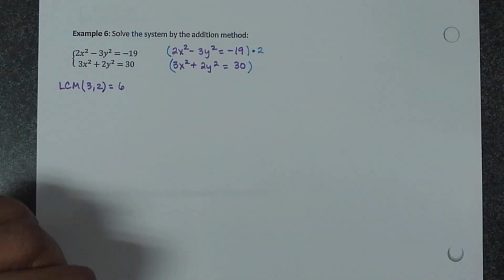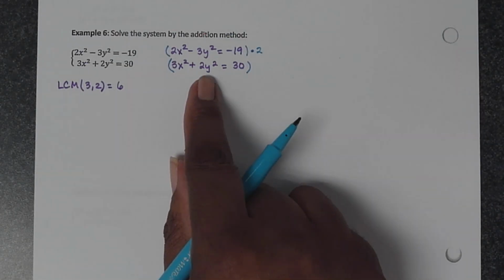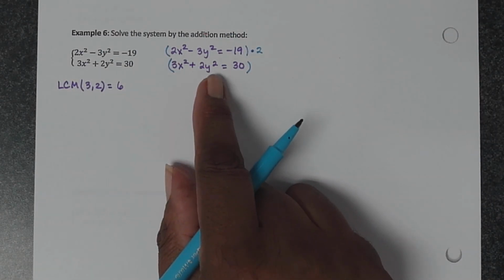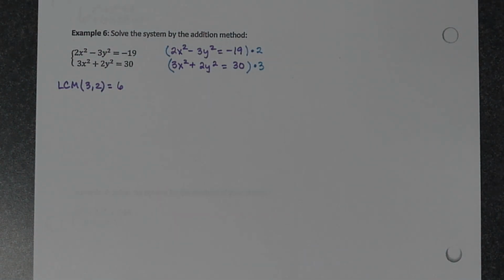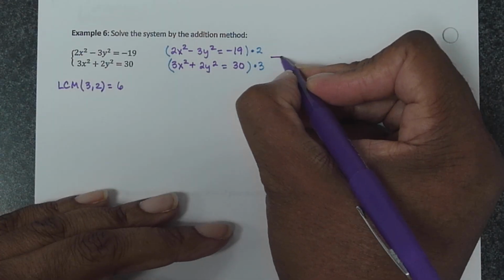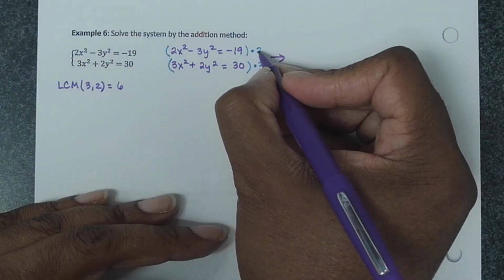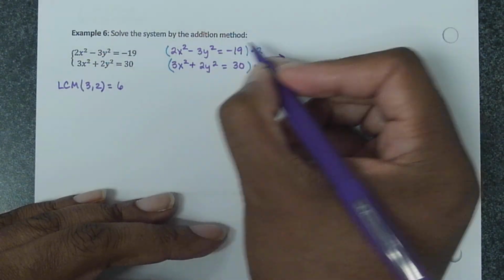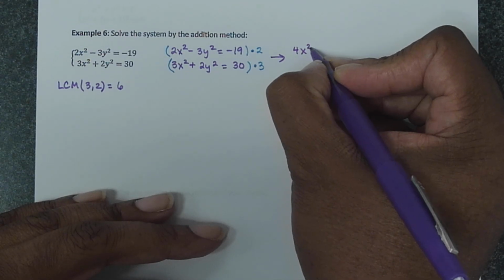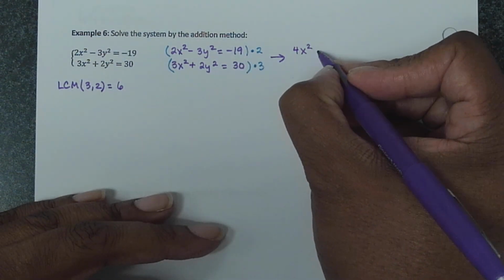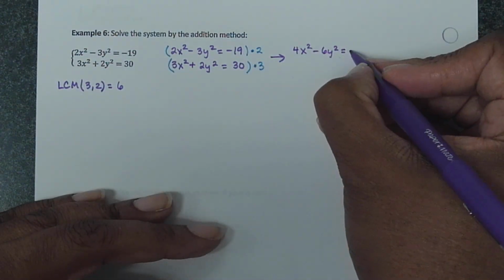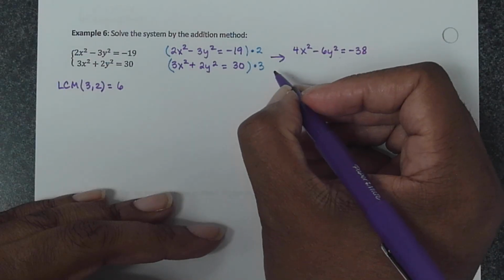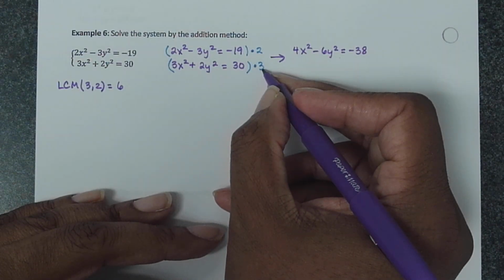Now for the second equation, 3x squared plus 2y squared is equal to 30. If I want that 2y squared to be 6y squared, I need to multiply that equation by 3. All right, so now if I simplify all of this, the top equation would be multiplied by 2. So 2 times 2x squared would be 4x squared. And then 2 times the minus 3y squared would be minus 6y squared equals 2 times negative 19 would be negative 38. And now the second equation will be multiplied by 3.